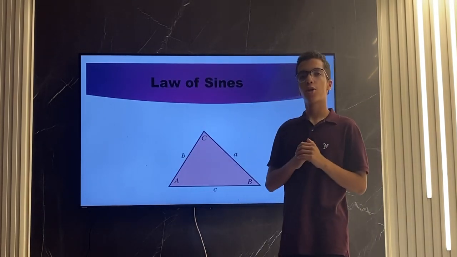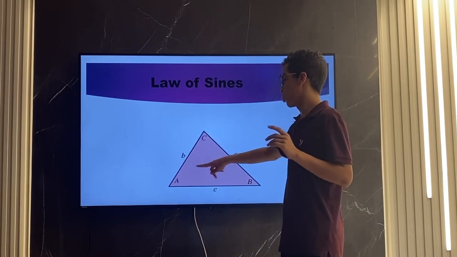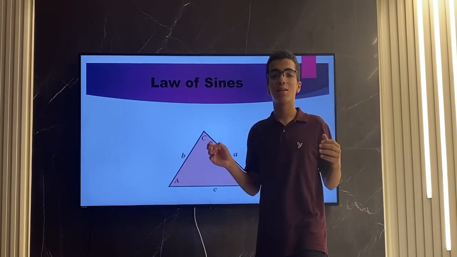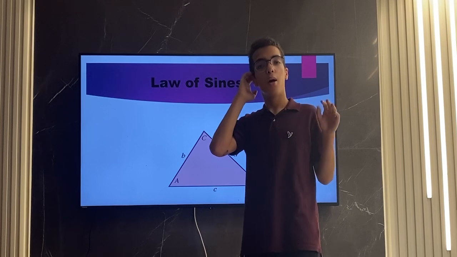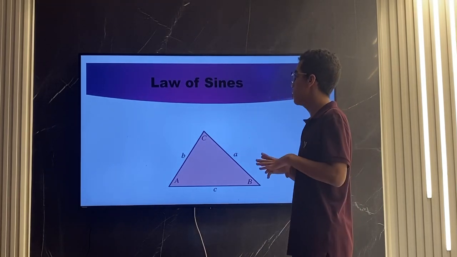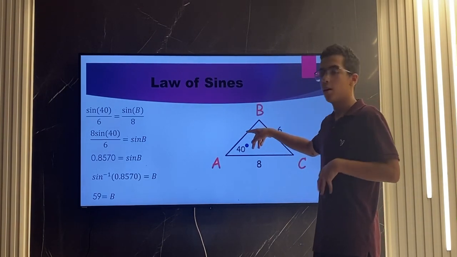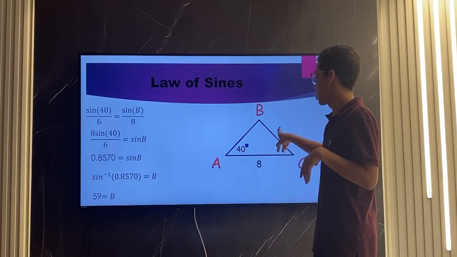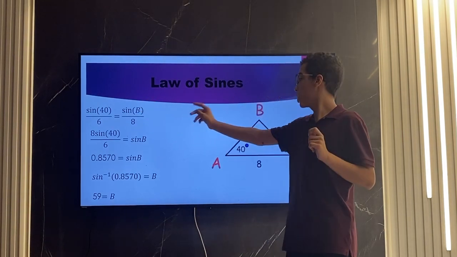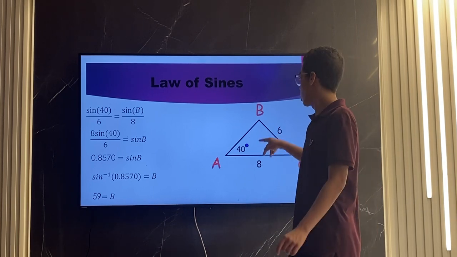Law of sines. The law of sines, we use it if we're given a side and the angle in front of it, because it states that sine B over b equals sine C over c equals sine A over a. Let's continue and solve to understand. Here we need to find this angle, and we're given a side and its opposite angle. So sine 40 over 6 equals sine B, which is the missing angle, over 8, which is its opposite side.